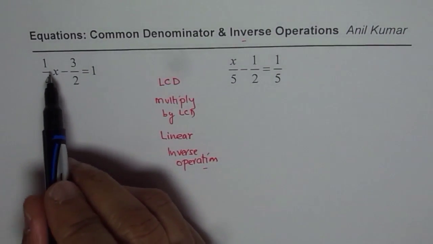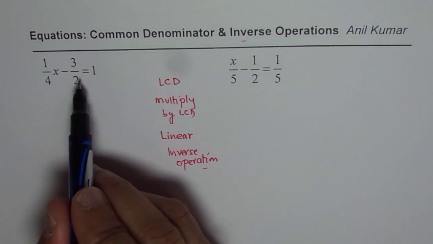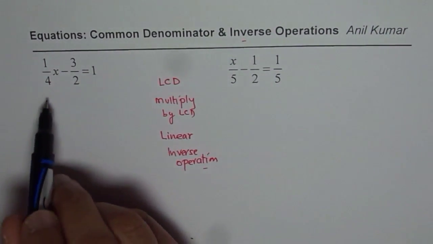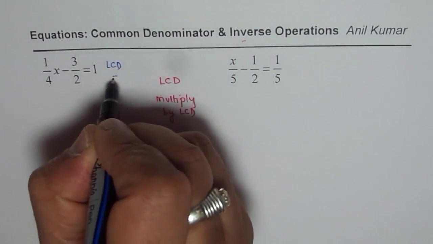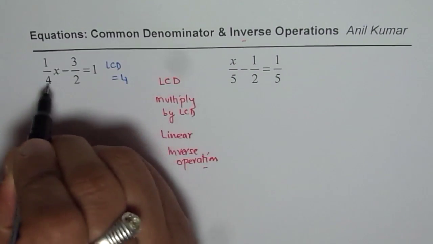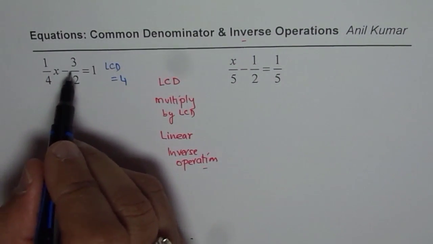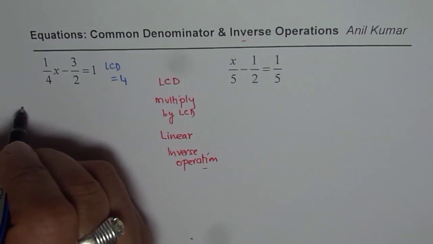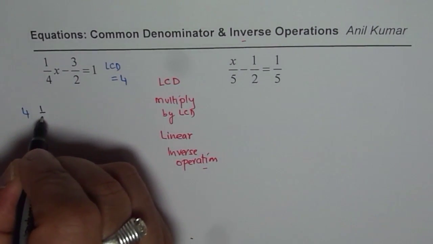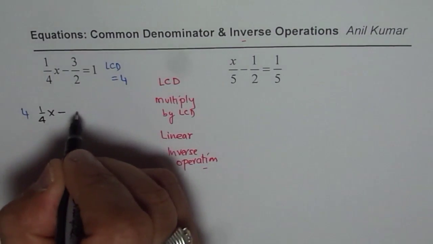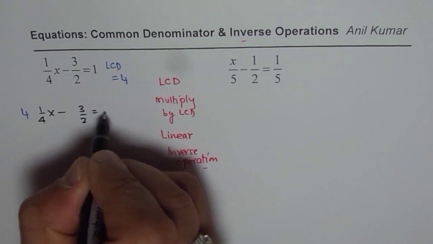So this one is 1 over 4 x minus 3 over 2 equals 1. Now what is the lowest common denominator? In this case, the lowest common denominator is 4. So we'll multiply all these terms by 4. We'll multiply first the term 1 over 4 x by 4, then also 3 by 2 and also 1.